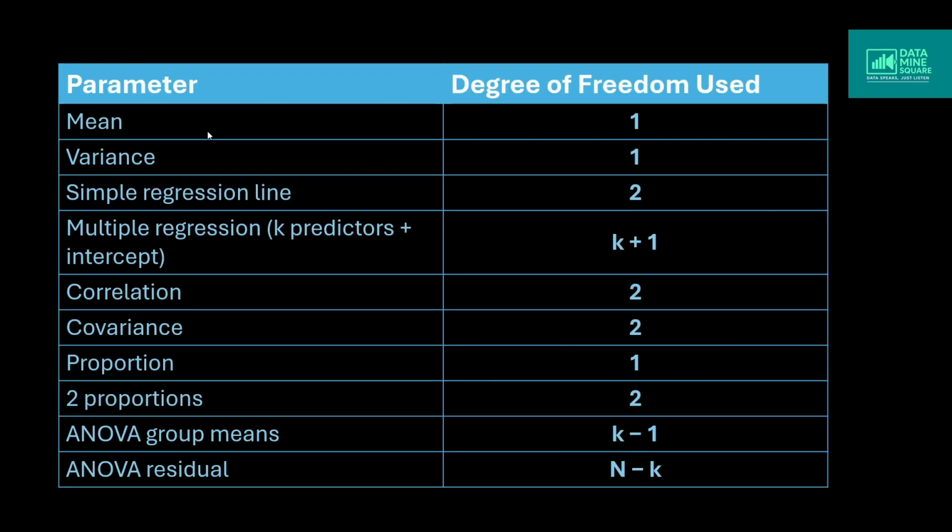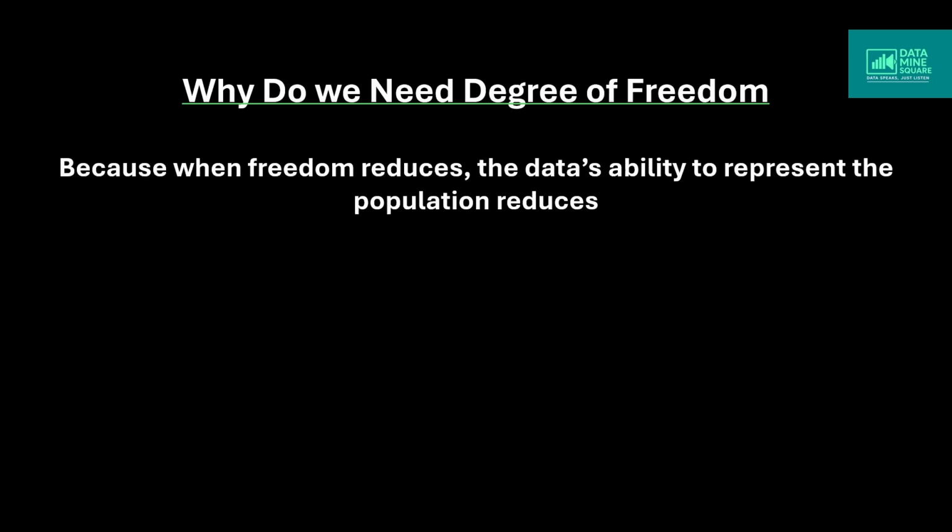Here I have mentioned the list of parameters which we often calculate in statistics, and while calculating that particular parameter, how much degree of freedom it consumes. Mean reduces the degree of freedom by 1. Similarly, variance 1. In simple regression, the equation is like y equals mx plus c. So if you calculate the slope and the intercept, it consumes 2 degrees of freedom of the data. That's why it's 2.